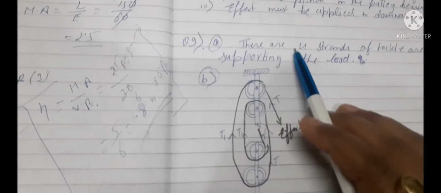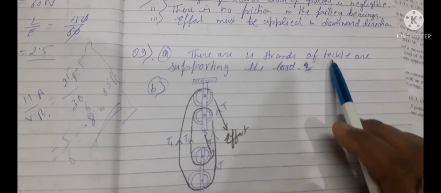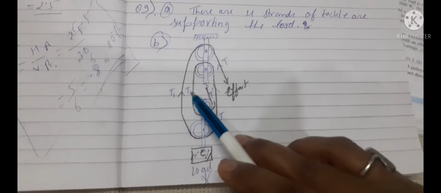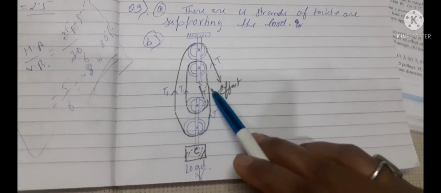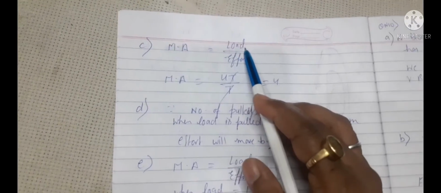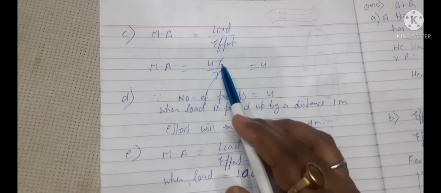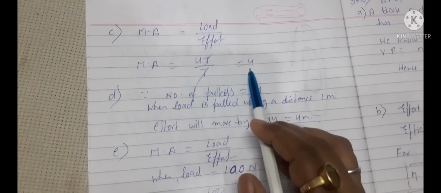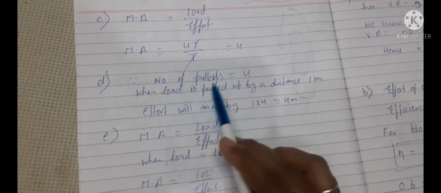See, first answer was there are 4 strands of tackle supporting the load. Direction of the tension force is here. See, in upward direction I have shown here. For mechanical advantage, I have written the formula load upon effort. Load is just 4 times the tension force, and effort is equal to tension force. So T and T cancel, MA is equal to 4. How many pulleys are there?